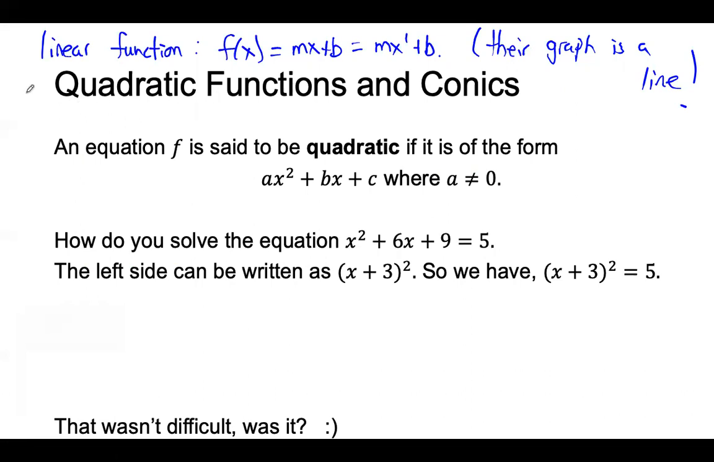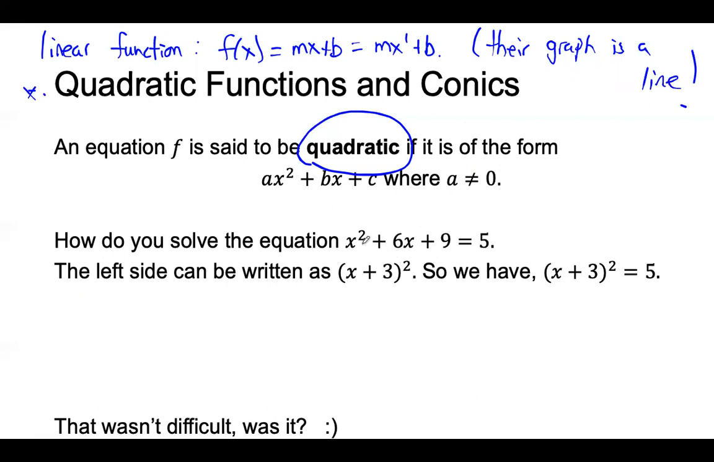So we're going to start talking about quadratics here, and you've probably hopefully seen this before. A function f is said to be quadratic if it is of this particular form, ax squared plus bx plus c, where the first coefficient a cannot be equal to 0. b could be equal to 0, c could be equal to 0, but a cannot be equal to 0. If a were equal to 0, then it becomes a linear function. We want to talk about quadratic equations and quadratic functions.